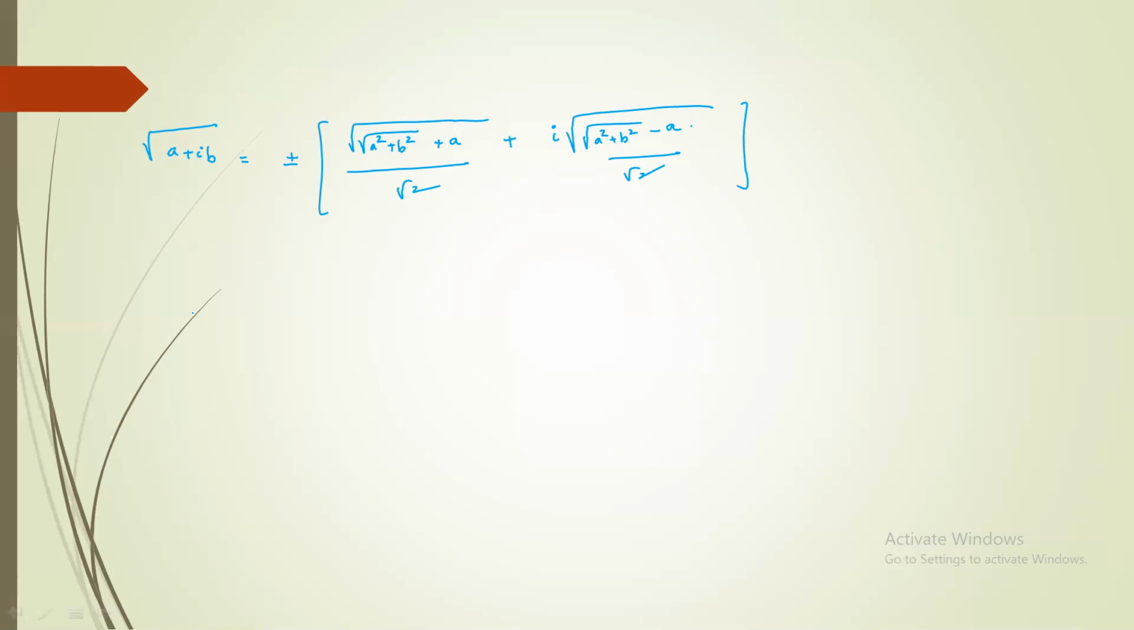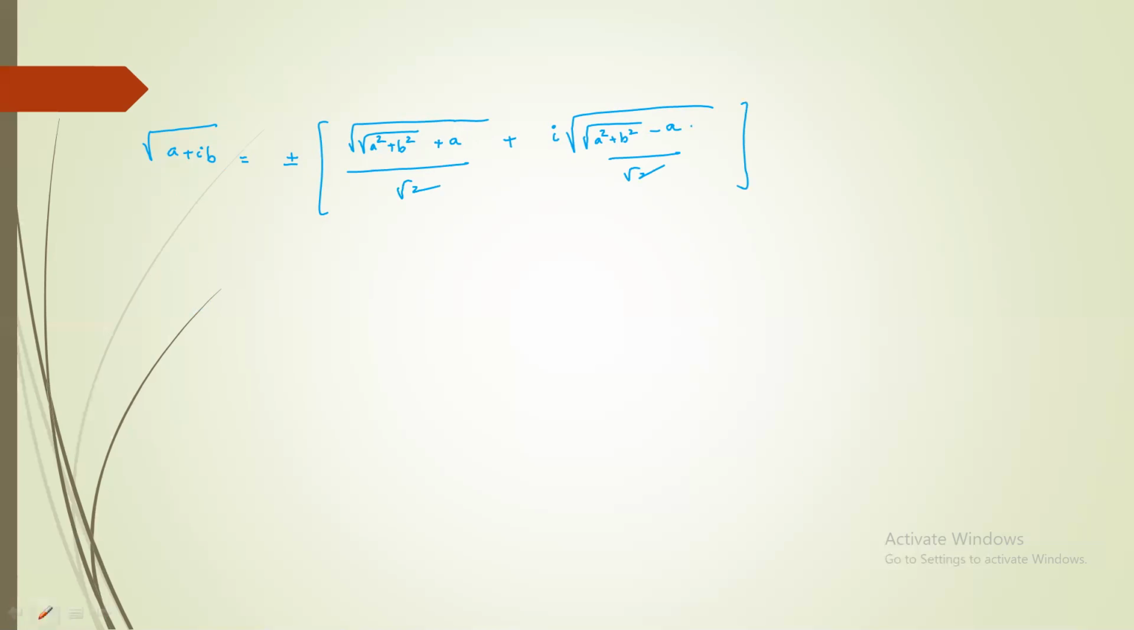If you want to find the square root of a plus ib, it will be plus or minus square root of a square plus b square plus a, plus i square root of a square plus b square minus a. Of course, for both the denominator will be square root of 2. That you can remember easily.